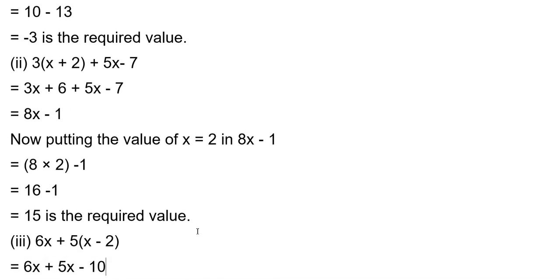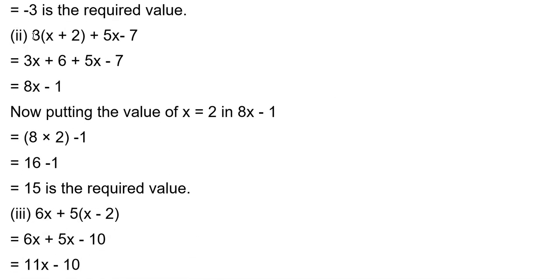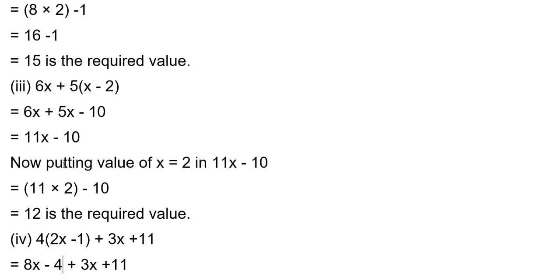And second problem, 3 into x plus 2 plus 5x minus 7. That is equal to 3 into x is 3x, 3 into 2 is 6, plus 5x minus 7. That is equal to 3x plus 5x is 8x, plus 6 minus 7 is minus 1. Now putting x value as 2, 8 into 2 is 16, 16 minus 1 is equal to 15, the required value.